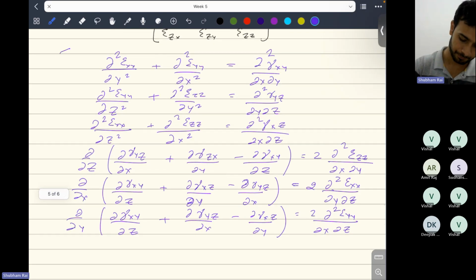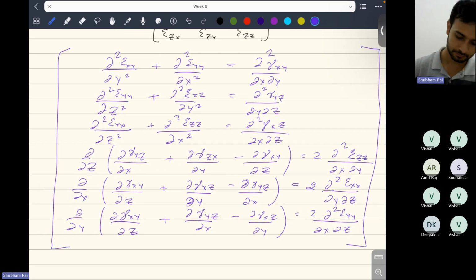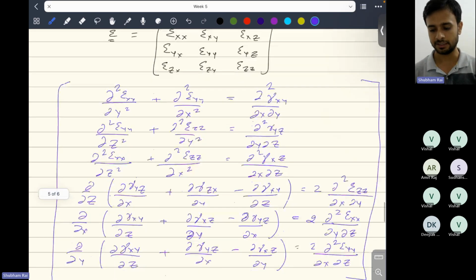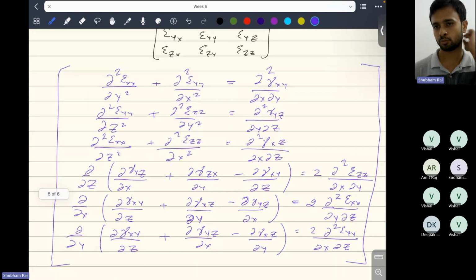Okay, so these are the strain compatibility conditions. Your strain matrix must satisfy these strain compatibility conditions in order for the strain matrix to be a strain tensor.